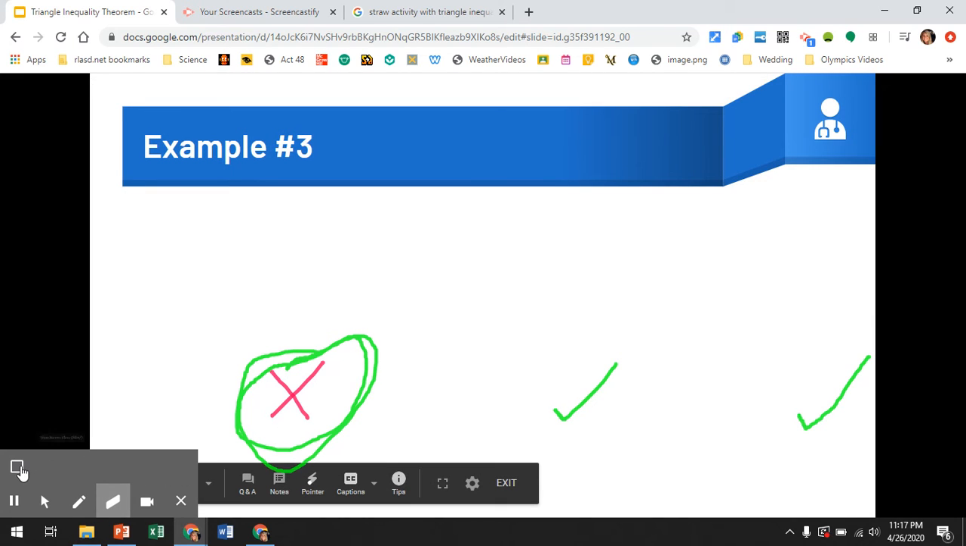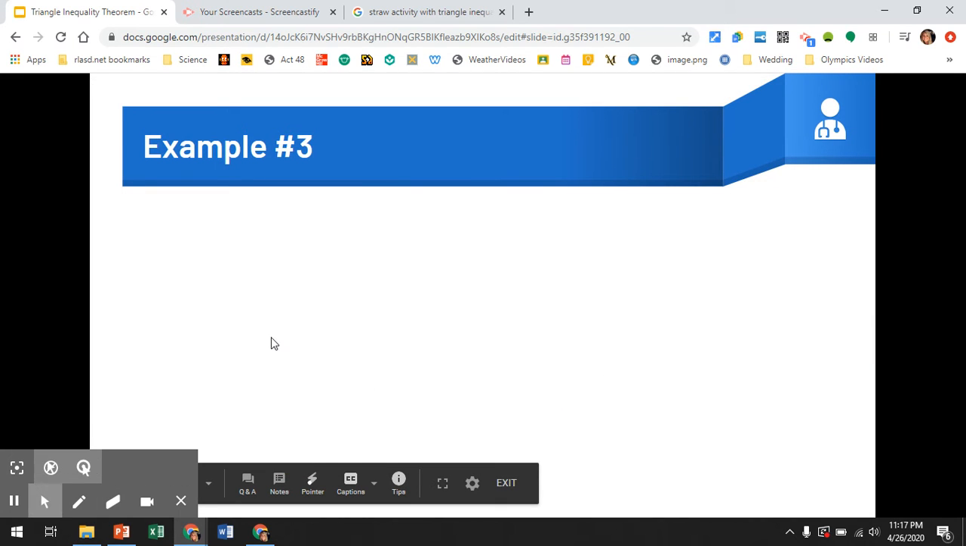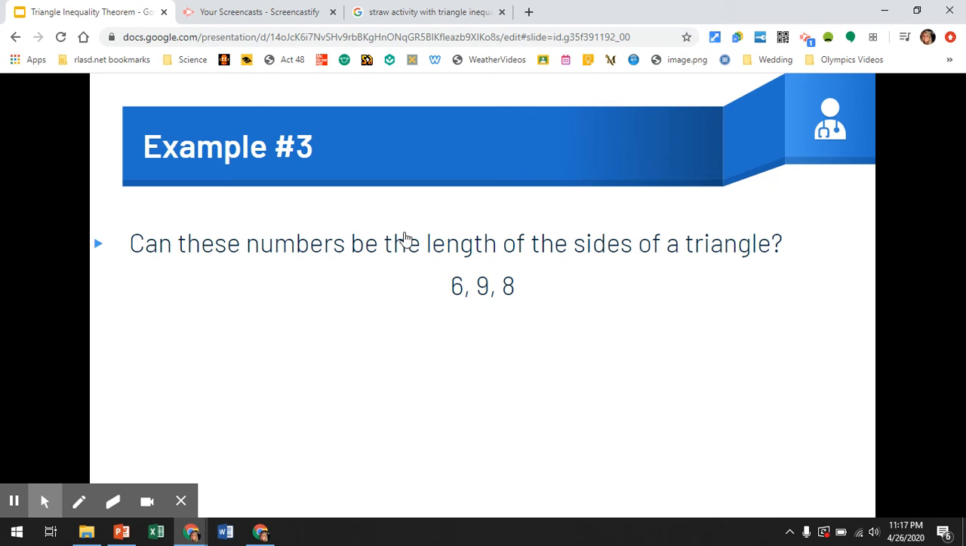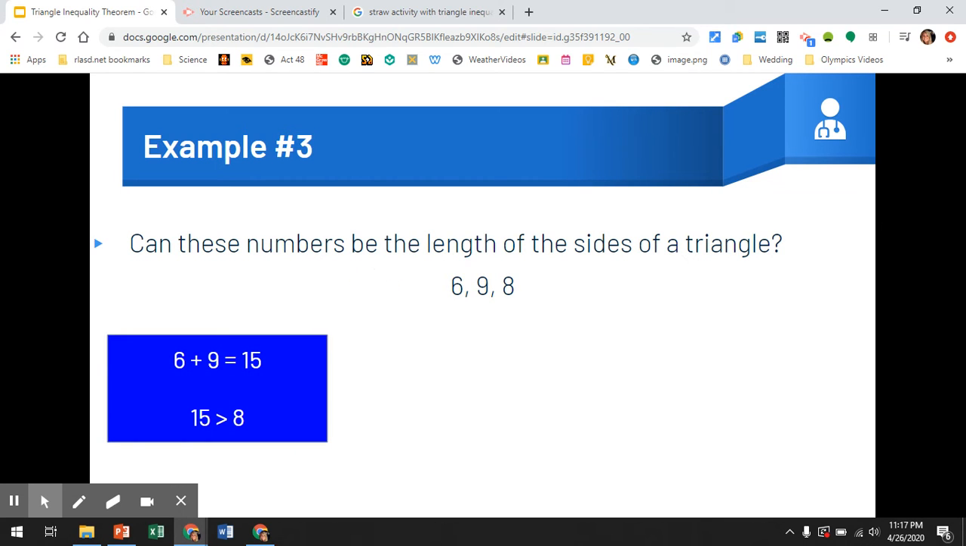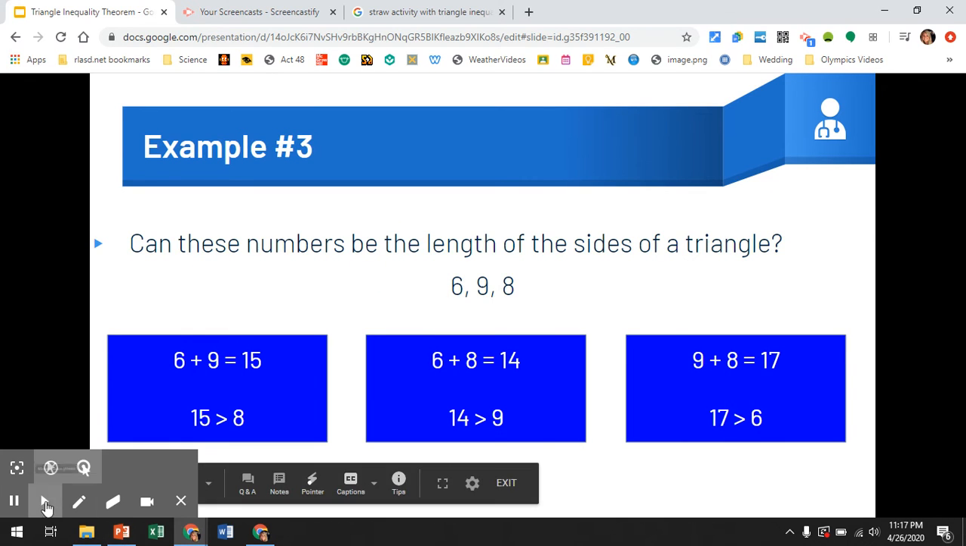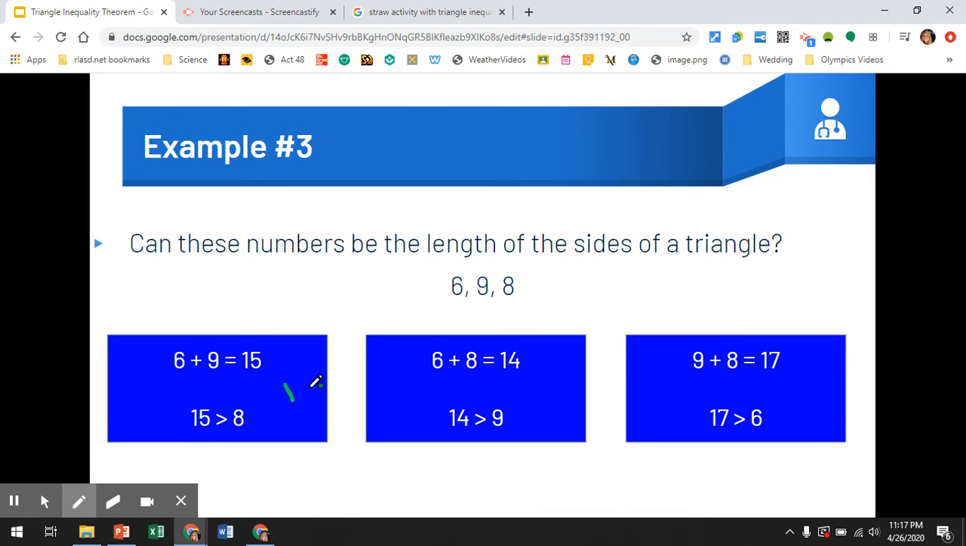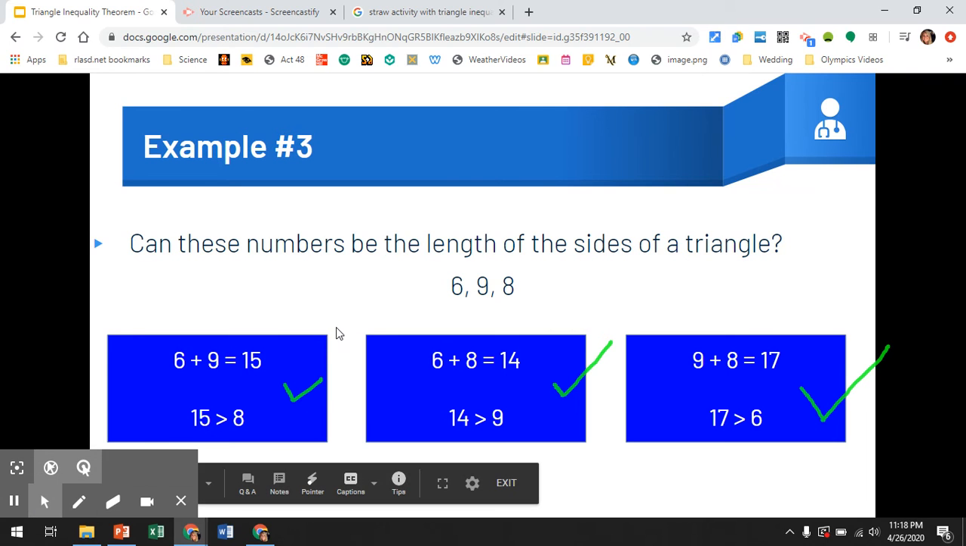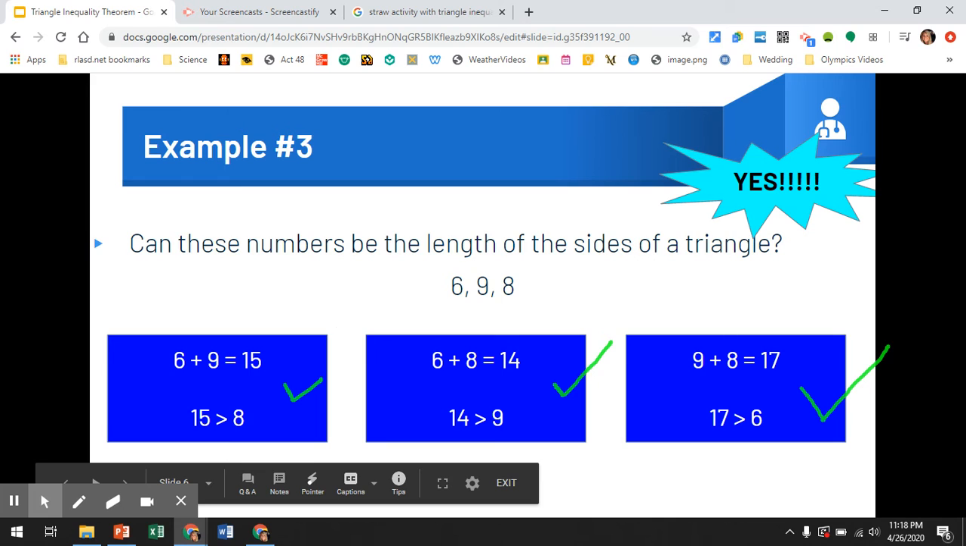Let's look at example 3. Example 3 says, can these numbers be the length of the sides of a triangle? So I have 6 plus 9 equals 15, 6 plus 8 equals 14, and 9 plus 8 equals 17. Because 9 plus 6 is 15, which is greater than 8, that works. Here, 6 plus 8 is 14, and 14 is greater than 9, so that one also works. And lastly, 9 plus 8 is 17, and 17 is greater than 6, so that one works as well. Because all 3 of them work out, guys, yes, this one will form a triangle.